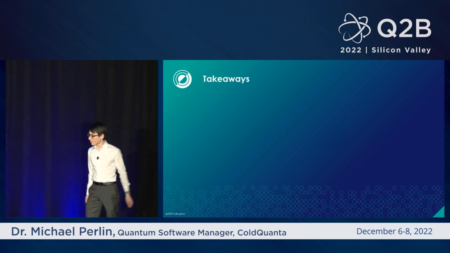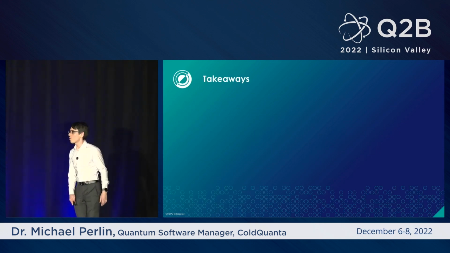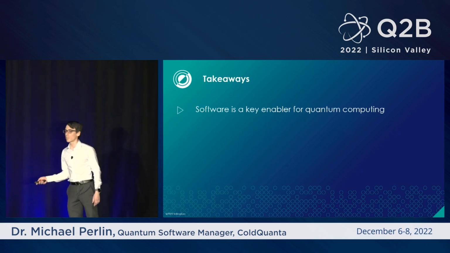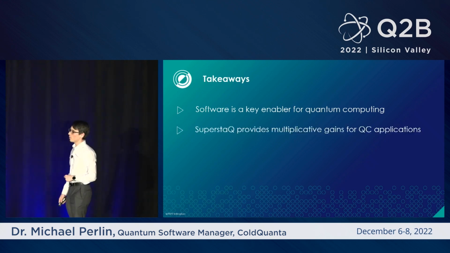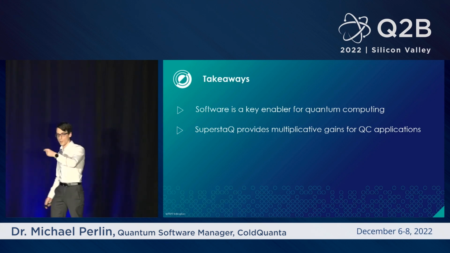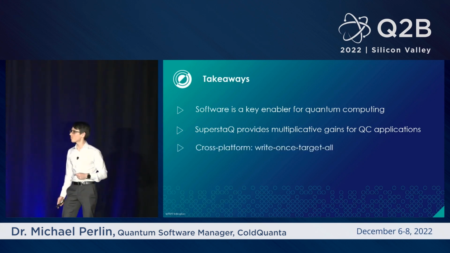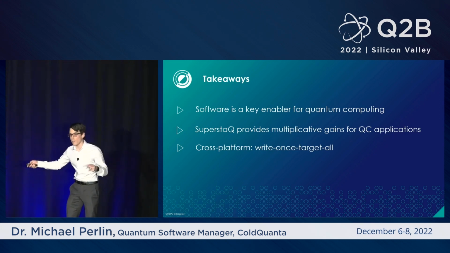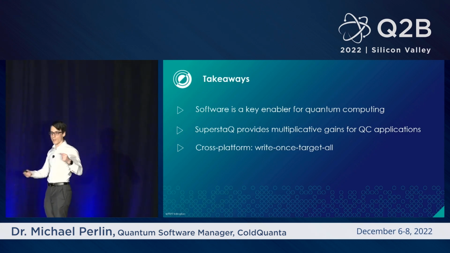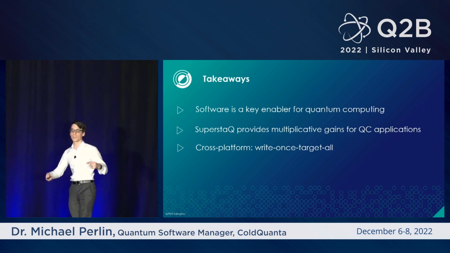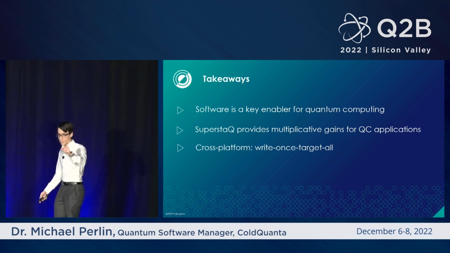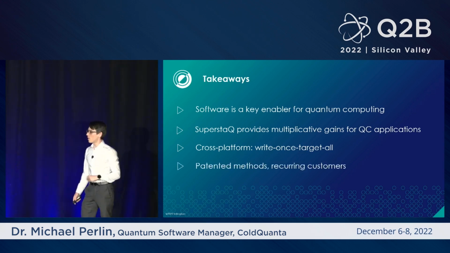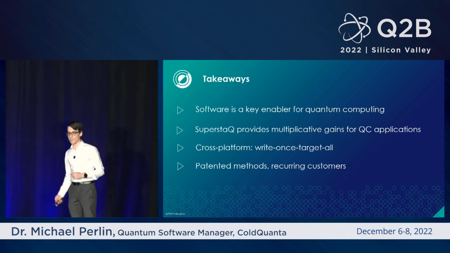All right, so what are the takeaways? What do I want you to walk away with? The first is that software is a key enabler for quantum computing going forward, one of the important dimensions along which we need to make progress. SuperstaQ is a specific software platform that provides multiplicative gains, so 2x gains all over the place for quantum computing applications. It's a cross-platform product. So you specify your application or your program once, and then we do the hard work of figuring out how to run it on any hardware platform in a way that's tailored to that hardware platform. And we use patented methods that have brought us happy recurring customers.